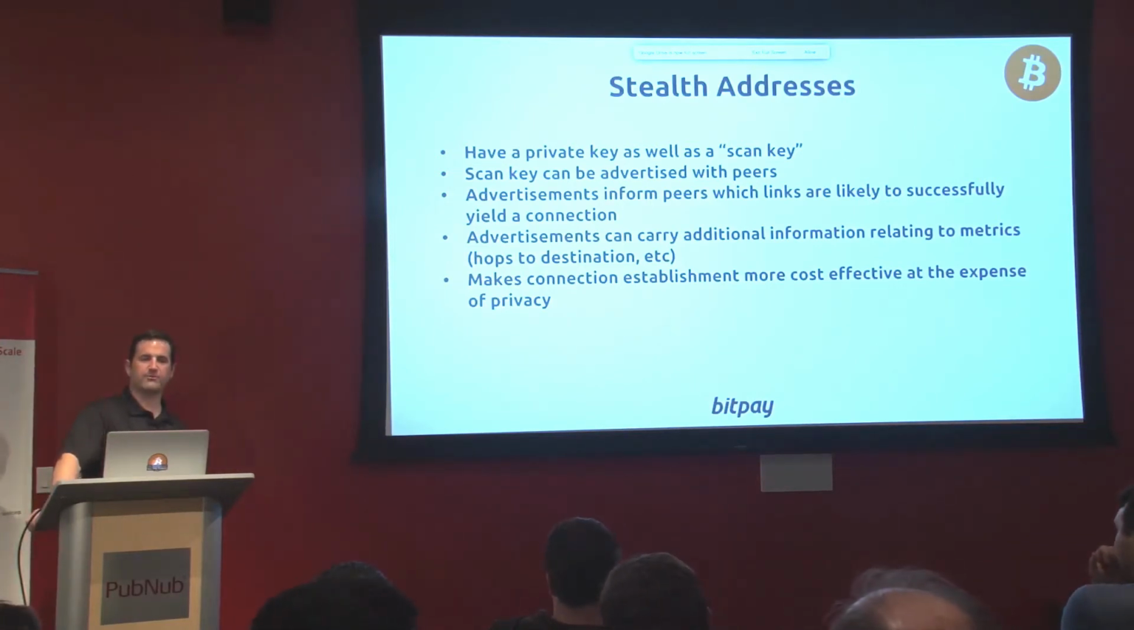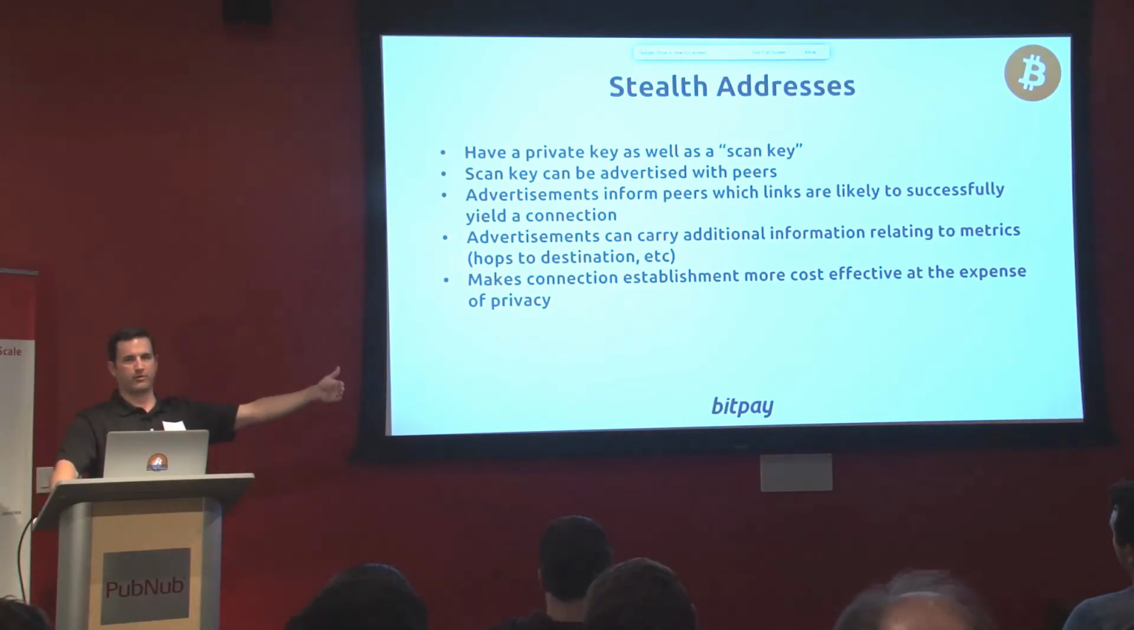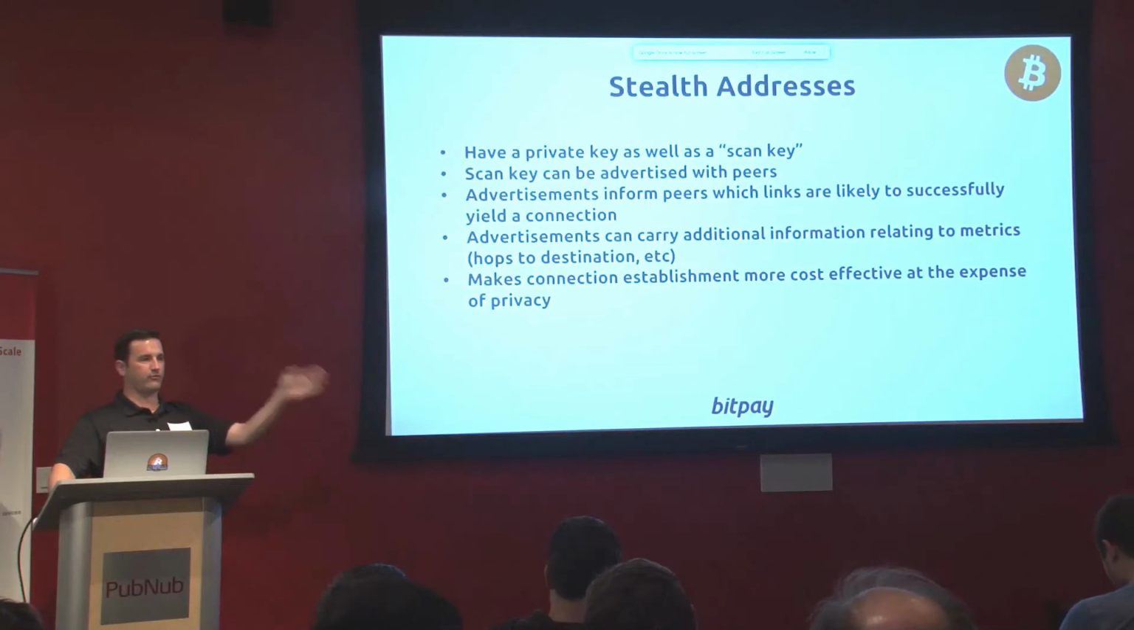So I mentioned advertisements inform peers which links are likely to successfully yield a connection. With those advertisements, you can also carry additional information related to metrics, like the number of hops. If you announce your scan key to your peer, and then they propagate that to their peers, you could know that for this scan key, it goes through that peer, but it's 3 or 4 hops away.